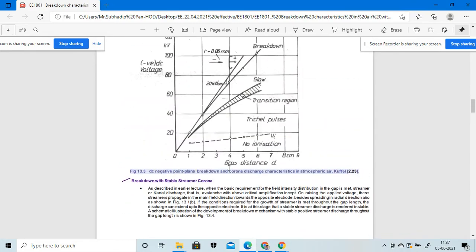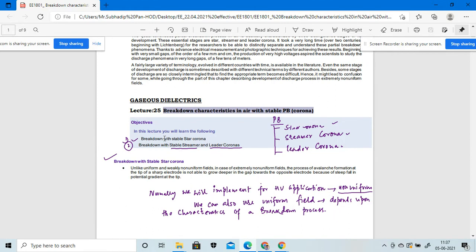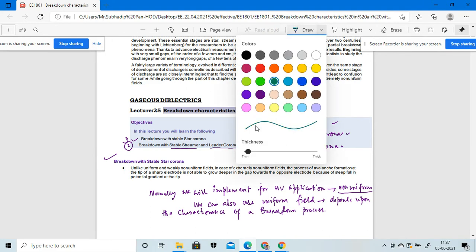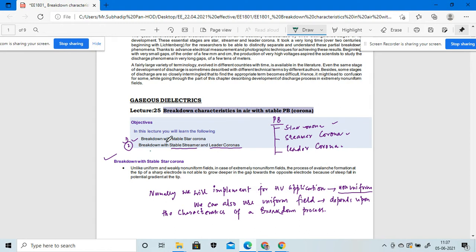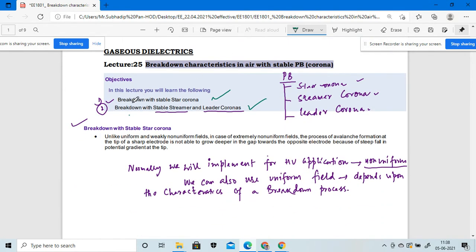In the previous lecture, we discussed two things. First, the breakdown of a stable streamer corona, and the breakdown of a stable leader corona. So these are the two things we discussed yesterday.